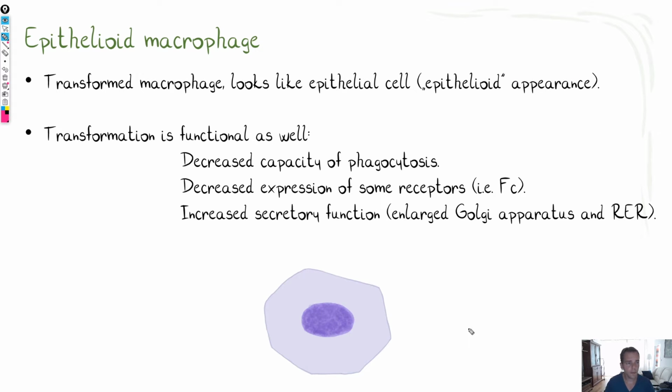And then let's talk about the epithelioid macrophage itself. As I said, it's a transformed macrophage that looks like an epithelial cell. That's why we call it epithelioid. But the transformation is not only morphological, it's functional as well, because those epithelioid macrophages have, for example, a decreased capacity of phagocytosis, and there is a decreased expression of some receptors. Contrariwise, there's increased secretory function, so the epithelioid macrophage has an enlarged Golgi apparatus and enlarged rough endoplasmic reticulum, and many other differences.